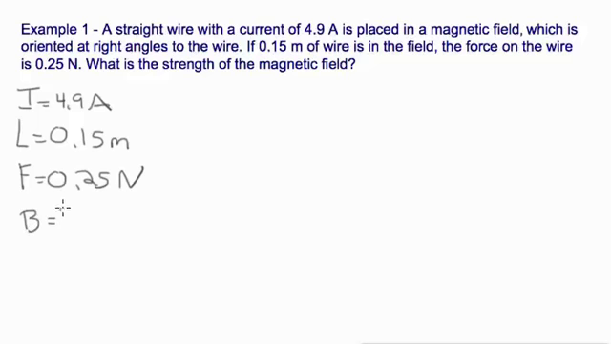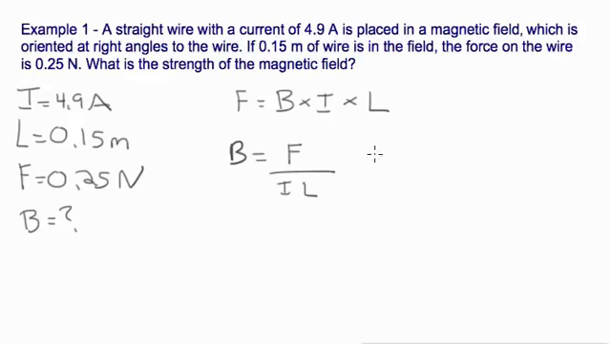And we have the equation. Force equals the magnetic field strength times the current times the length of the wire. So if we want to solve for the magnetic field strength, we have F divided by I times L. So we'll do 0.25 newtons divided by 4.9 amps times 0.15 meters.